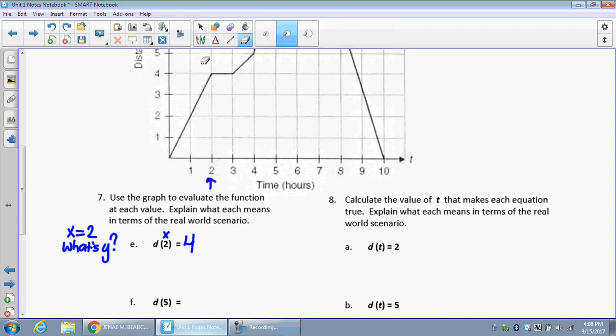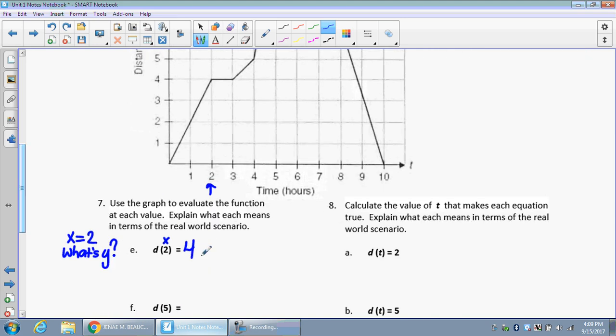And you don't have to write on the graph if you don't want to. You can just watch what I do with my marker here. I say, okay, I know my input is 2 on the x-axis. Let me go up to the graph. Oh, here's the graph. And then I go over and I say, where was I on the y-axis? I was at 4, and the label is miles. So 4 miles. But I was asked for the full meaning. So 2 hours into the trip.